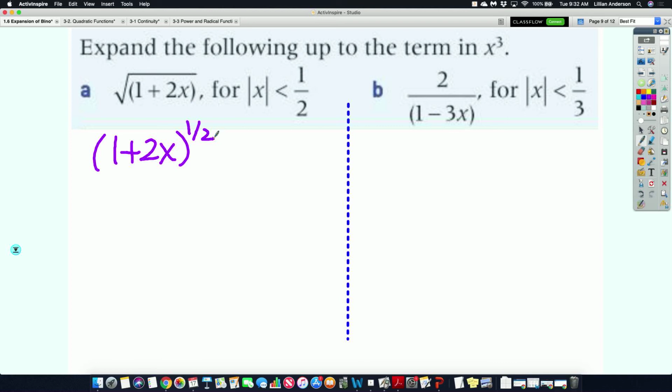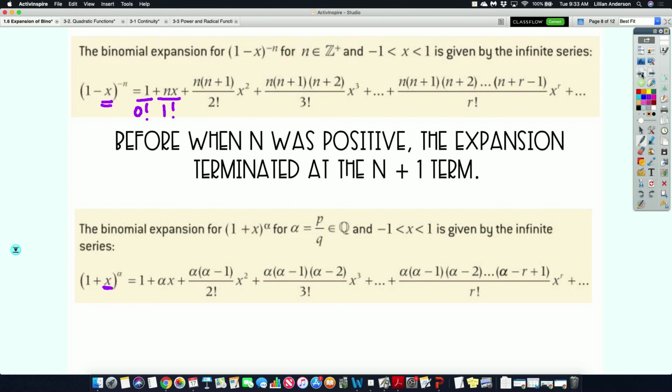By seeing this, we need to use, is it going to be the top formula or the bottom formula, out of the 2 formulas that you wrote down? The one at the bottom, because this is a rational exponent. Based off of the formula, what's the first term of that expansion? It was 1. Let's go back some. We're looking at this formula down here. As we can see, the first term was 1.